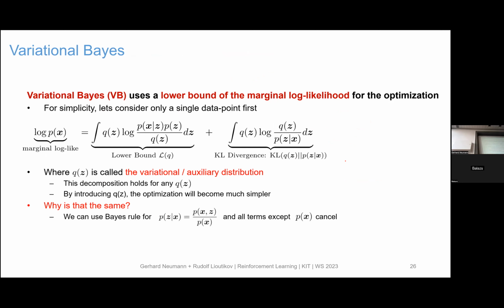This is again throwing a lot of equations at you, but let's try to understand what variational Bayes is doing. Variational Bayes uses the lower bound of the marginal likelihood, and it optimizes the lower bound instead of directly the marginal likelihood. Why is this a good idea? Because the lower bound is easier to optimize, or it doesn't have this huge variance.